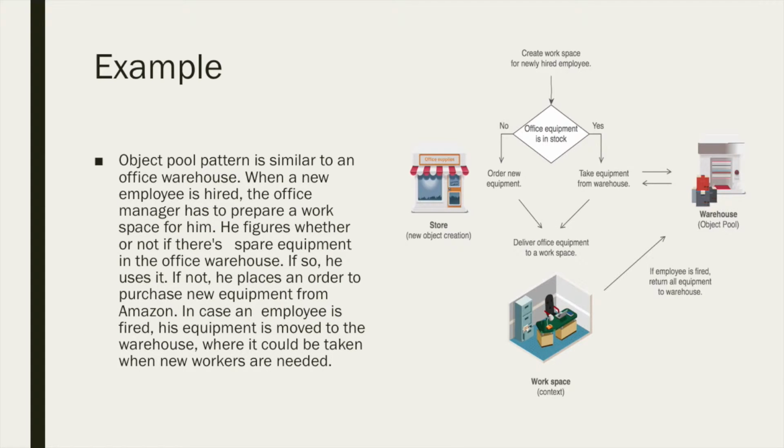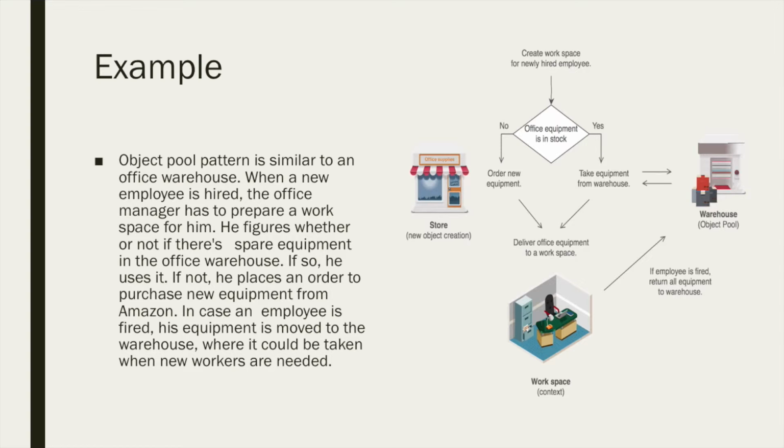Here's an example where the object pool pattern is similar to an office warehouse. When a new employee is hired, the office manager has to prepare a workspace for him. He figures out whether there's spare equipment in the office warehouse. If so, he uses it. If not, he places an order to purchase new equipment from Amazon. In case an employee is fired, his equipment is moved to the warehouse where it can be taken when new workers are needed. So on the right, it shows a flowchart of how the object pool pattern works in this scenario. You have the step to create a space for a newly hired employee.